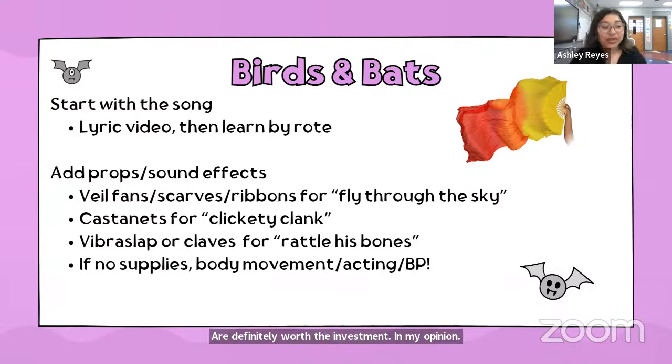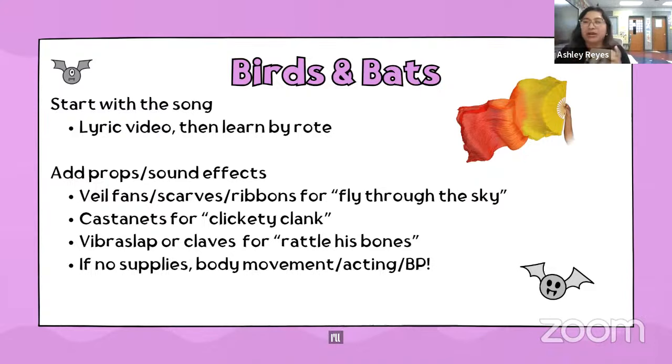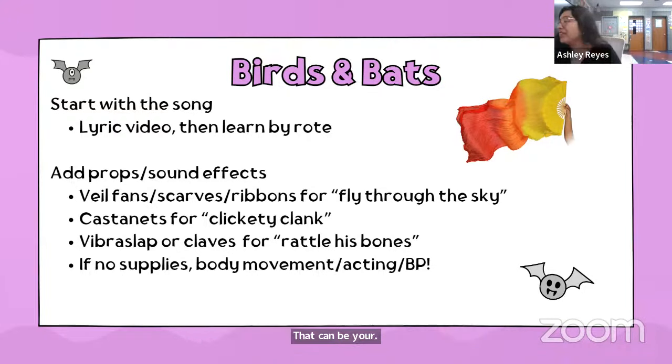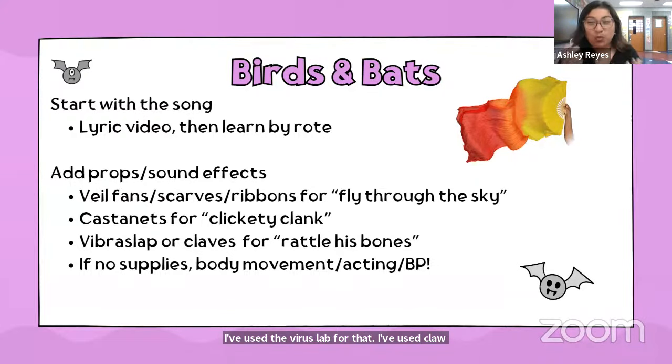And then for the treats in the bag that go clickety clank, I'll use something that clicks. So I actually have one of these mounted castanets, but if you've got regular ones or any sort of wood block or something like that, that can be your clickety clank that they can play along with. And then the silly old skeleton rattles his bones. I've used the vibraslap for that. I've used claves for that. Anything wood sounding, right, for rattle his bones.